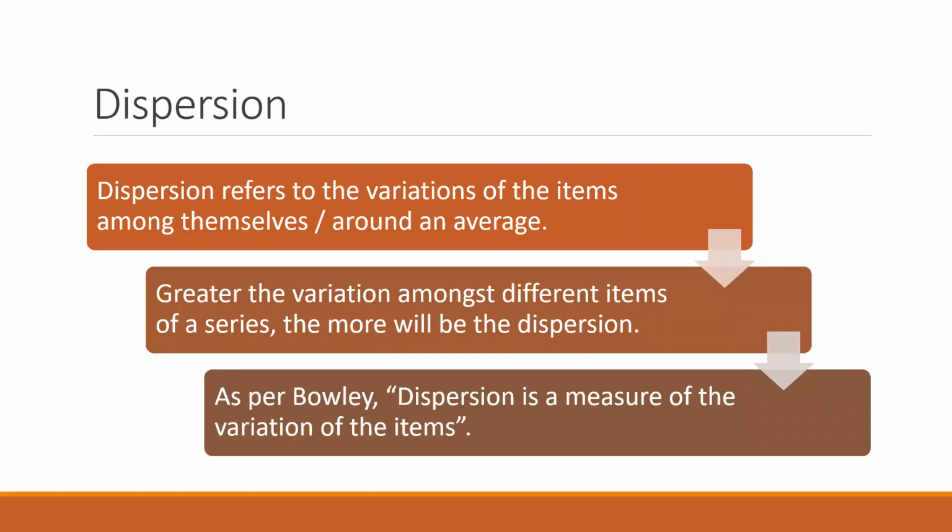So what is dispersion? Basically, dispersion refers to the variation of items among themselves or around an average. The greater the variation amongst different items of a series, the more the dispersion. And as per Bowley, dispersion is a measure of variation of the items. This is the basic definition.